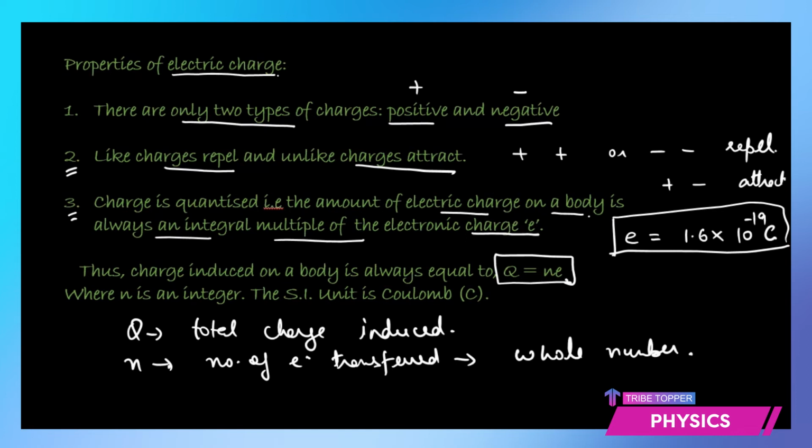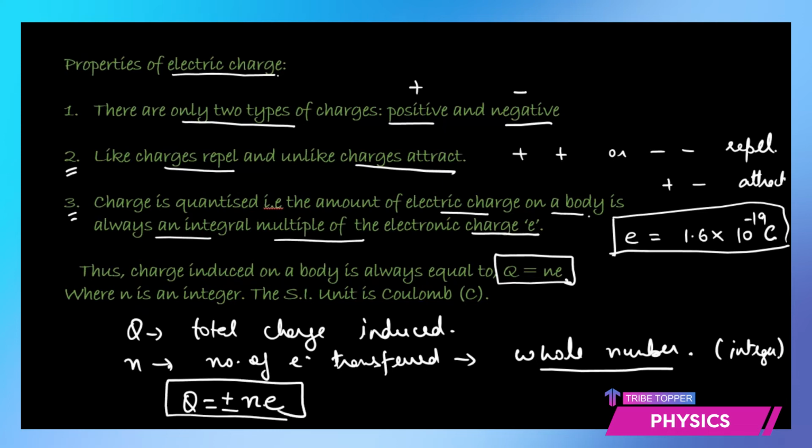Since the number of electrons transferred is a whole number, an integer, the charge induced is an integral multiple of e, because e is the charge on one electron. If the number of electrons transferred is n, then what is the total charge induced? n times e, and we write it as plus or minus ne.